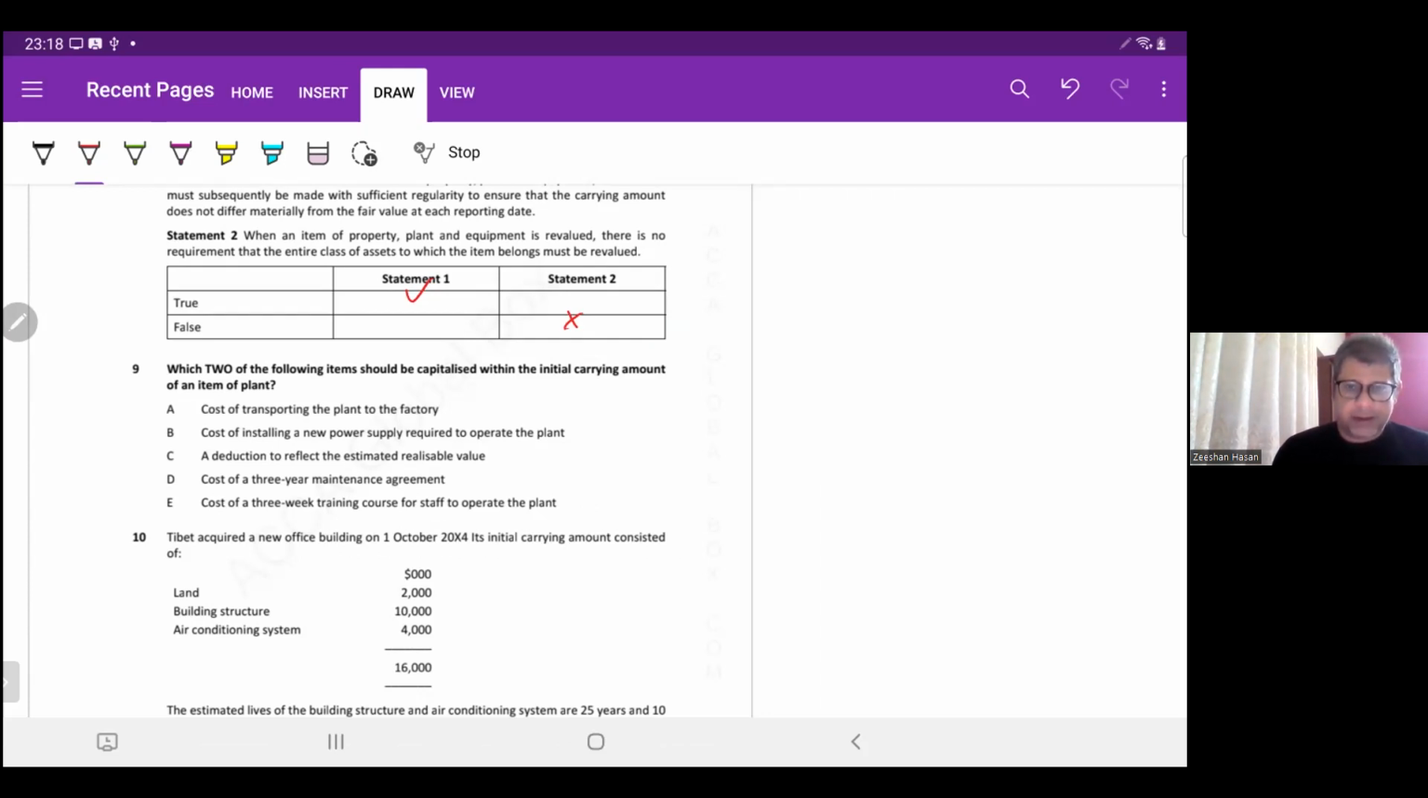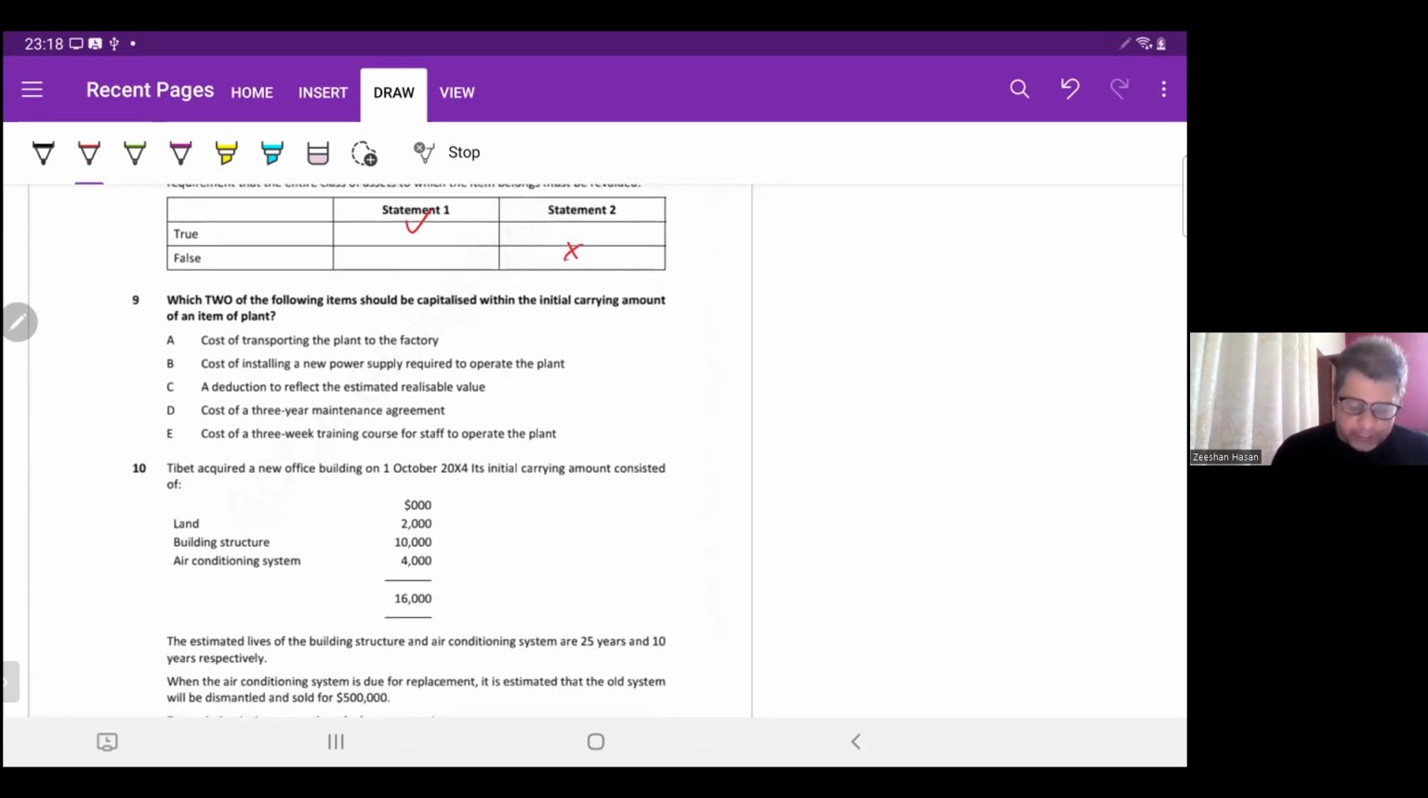IAS 16 states that when the revaluation model is used, revaluation should be made with sufficient regularity to ensure that the carrying value of the assets remains close to the fair value. IAS 16 also states that if one item in a class of assets is revalued, all the assets in that class must be revalued. Okay.